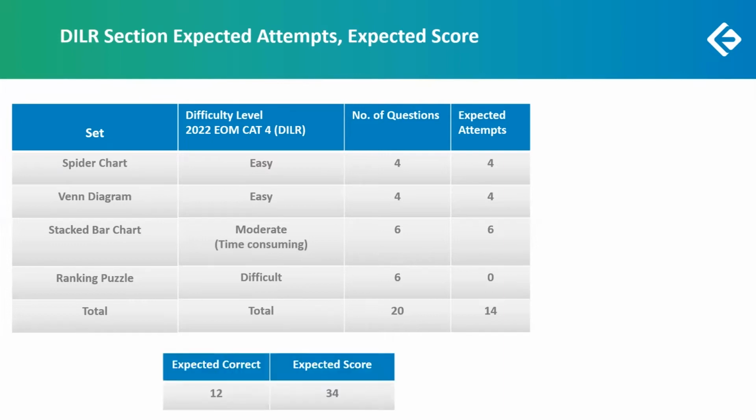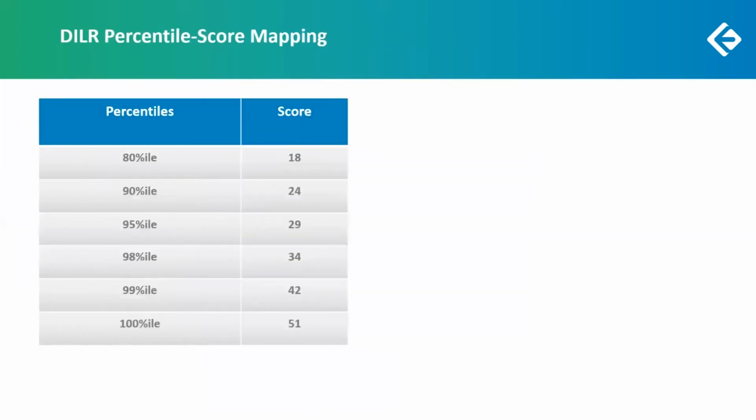So therefore, out of these 14 expected attempts, even if you had got 2 incorrect from the moderate and time consuming set, even then you would have got 12 questions correct. So 12 correct and 2 incorrect, that would have fetched you a score of 34. That is the expected score for the average student in the DILR section of this paper. And this score of 34 would have got you 98 percentile.